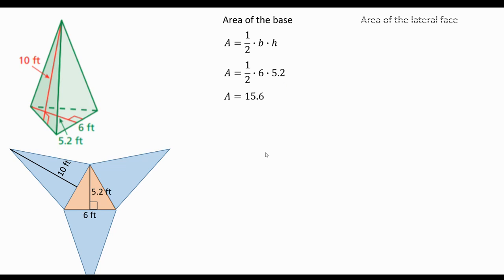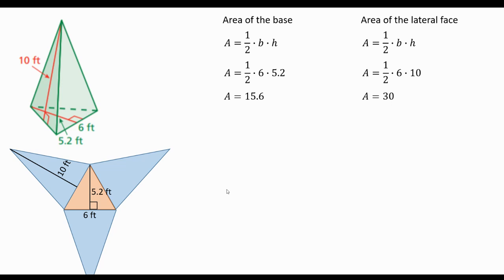Then we need to find the area of the lateral face. So we're just finding the area of one of the blue ones. So again, another triangle. So 1/2 times the base times the height. So we're going to multiply 1/2 times our base. Base is 6. That's that 6 base all the way around there. And then our height being 10 feet. So 1/2 times 6 times 10, multiply all those together, and you get 30.